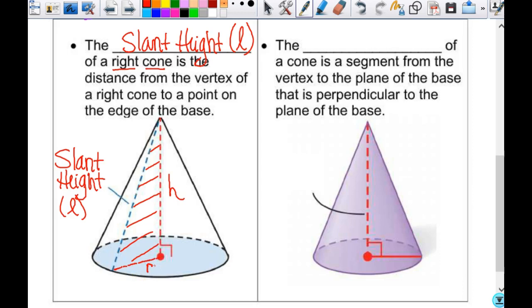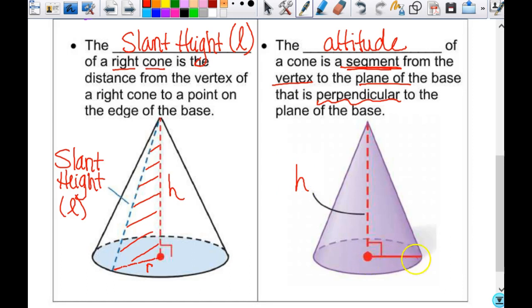Everybody okay with that? All right, so the blank of a cone is the segment from the vertex to the plane of the base that is perpendicular to the plane of the base. So when we say it that way, what is this? Altitude. Good. So this is the altitude. One little word can completely change what you're trying to say here. So this is the altitude, which we represent with the height, right?